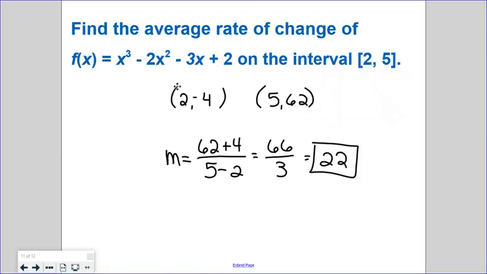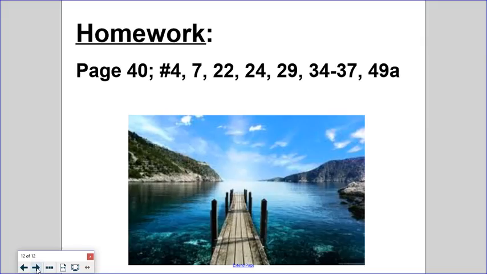Questions? Again, not a lot of practice, so you're going to notice on your assignment today, it'll be some mixed stuff that we did yesterday, along with a couple of these average rate of change problems.